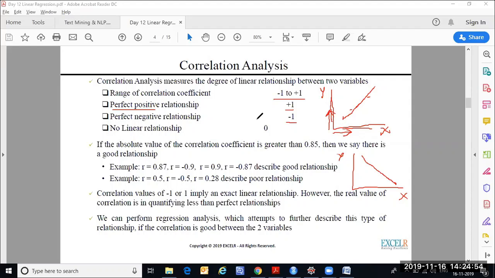And similarly, can you give me an example for the perfect negative relationship?